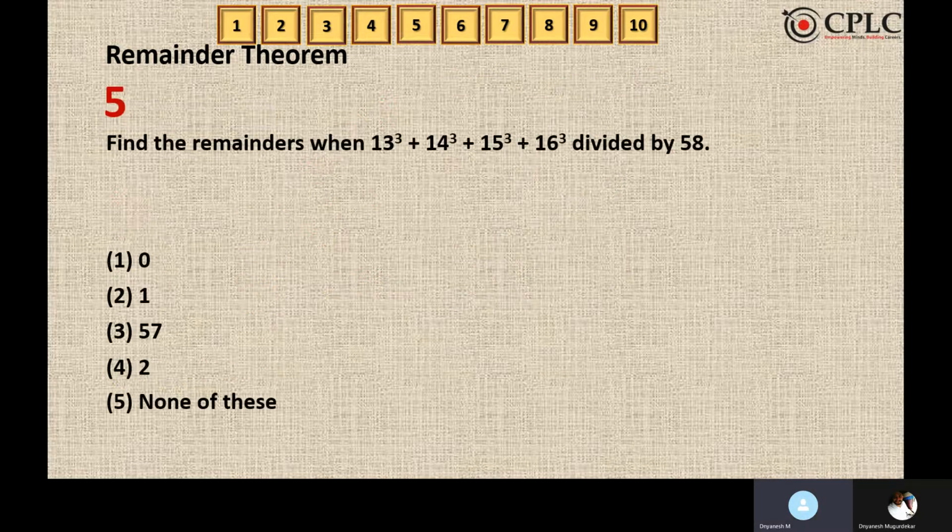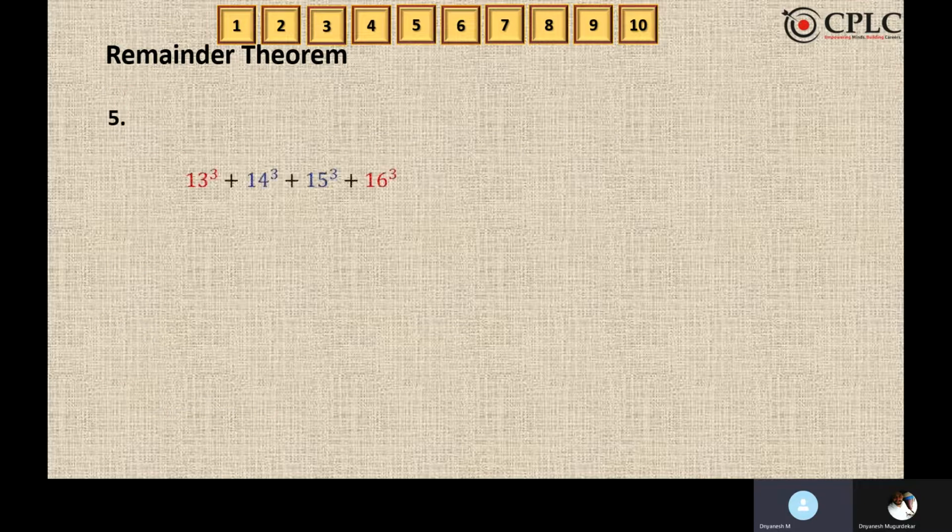Fifth one, find the remainders when these numbers are divided by 58. So here we'll have to do a cube plus b cube. But while making the groups, make the groups as these ones. So make the first and the last one together and the middle two together.